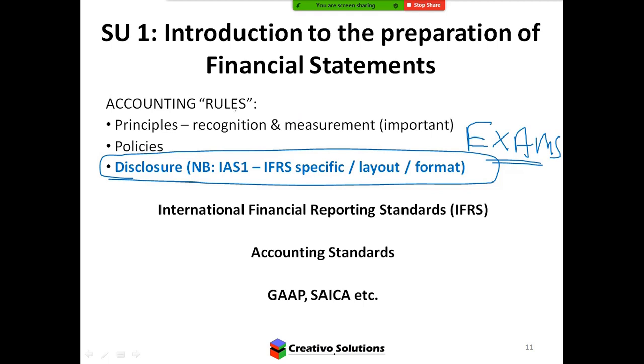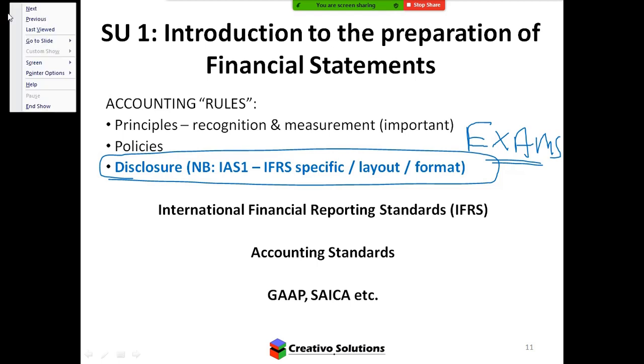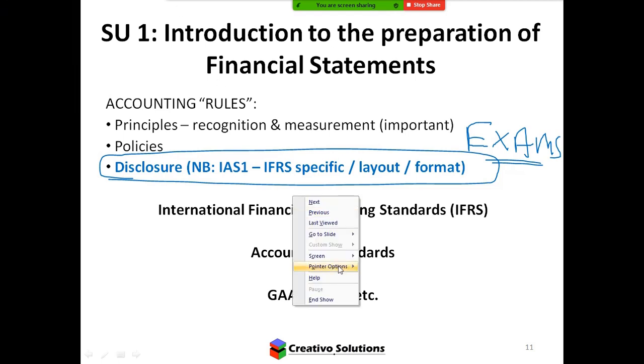That's all. And then I've just put 3 notes here: IFRS accounting standards, GAAP and SICA. This is just background. This is theory that you could maybe find in a textbook. Obviously a volume 1 textbook, not this one that you've got.